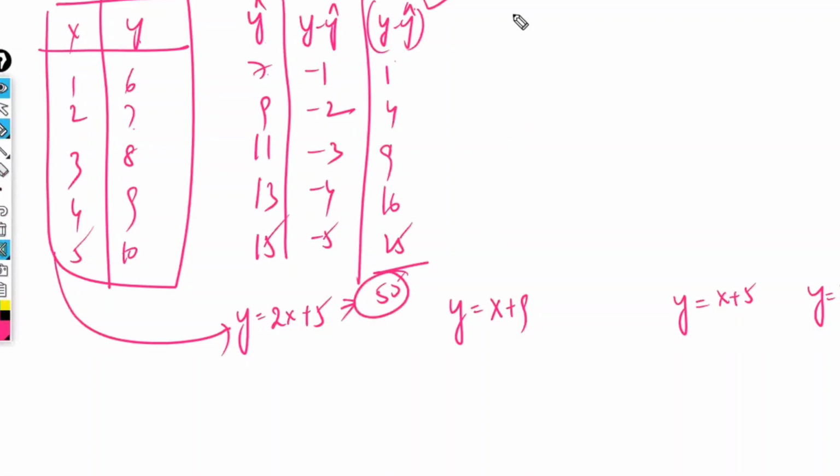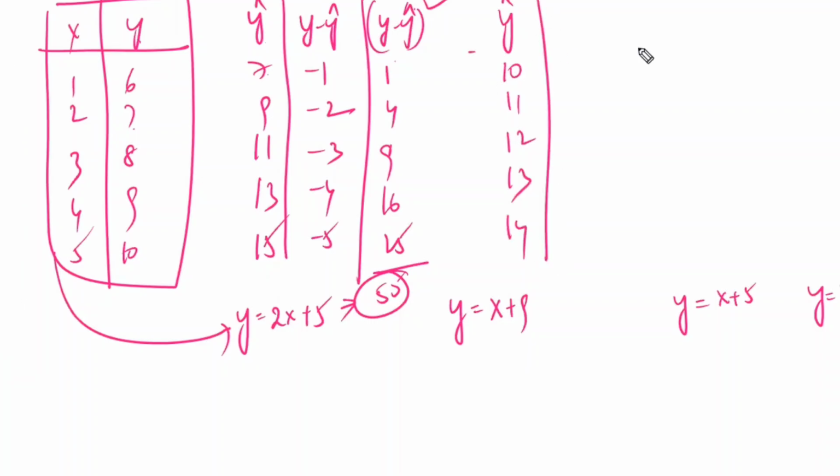Keep this one aside. Now for this equation, y hat is 10, 11, 12, 13, 14. Now what is the difference? Y minus y hat. Y is this one only; the original y will not be changed.